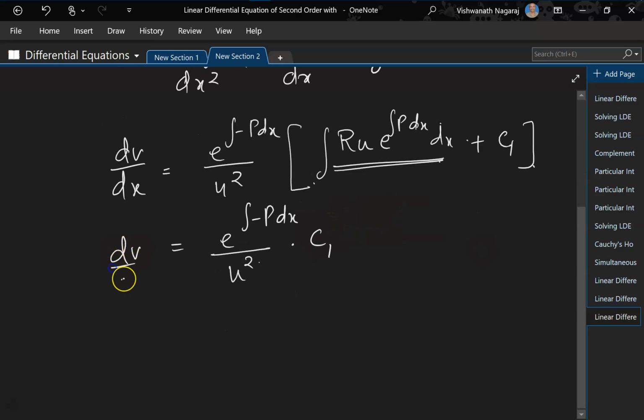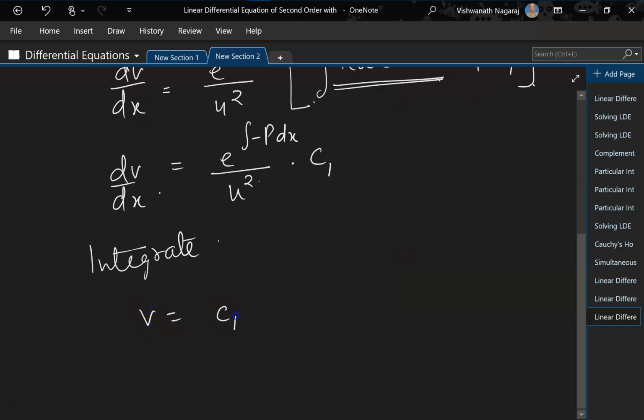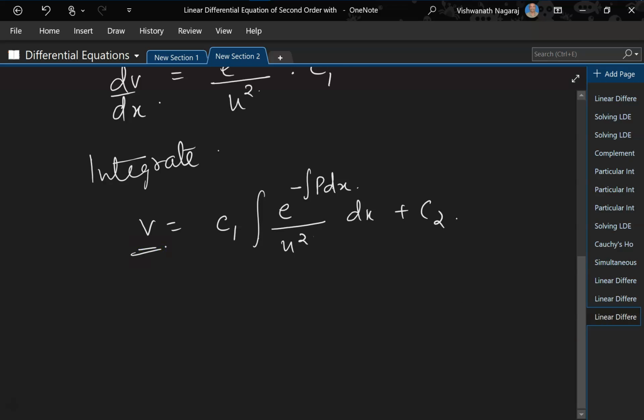So dv by dx. Now, dv by dx, we want v, so we integrate, and when we integrate, what do we get? We get v is equal to, c1 is a constant, integral of e to the power of, we can take that minus out, minus integral of p dx by u square dx plus c2. So that is what v would be. So which means our solution would be uv, which is equal to u whatever it is, and c1 integral of 1 by u square e to the power of minus p dx plus c2.